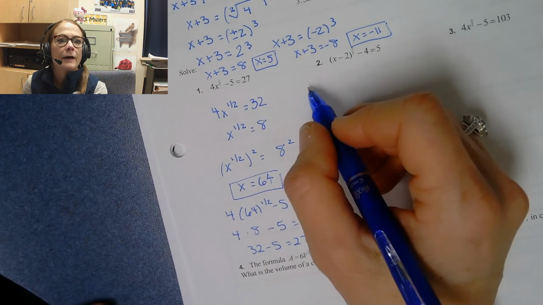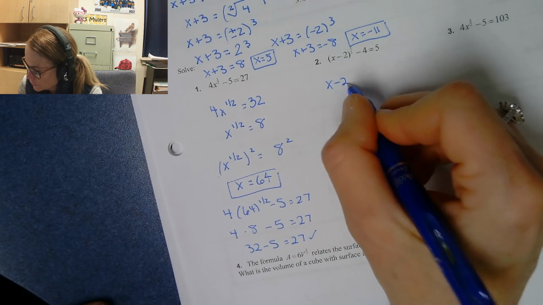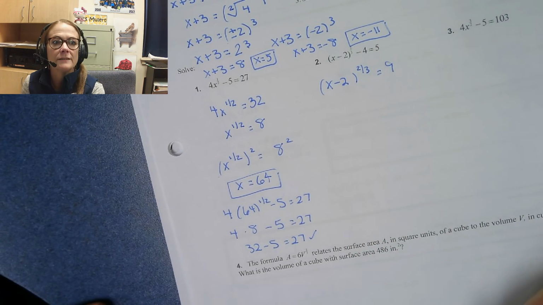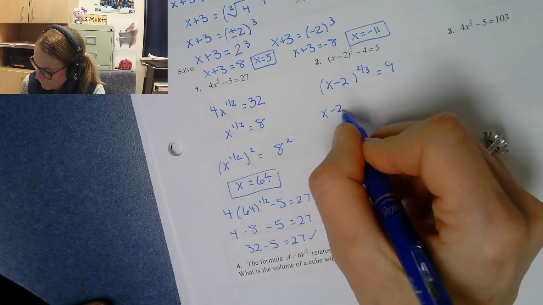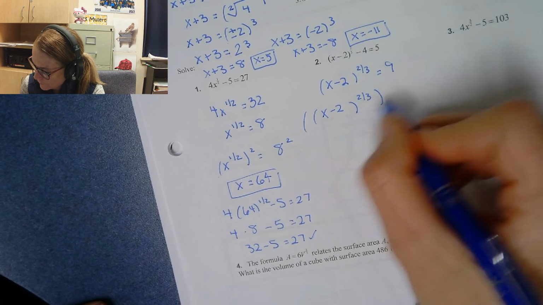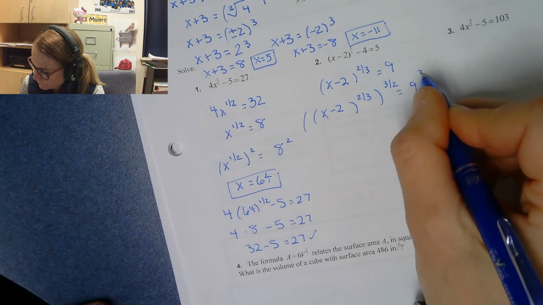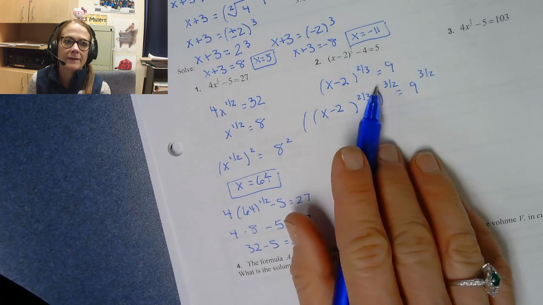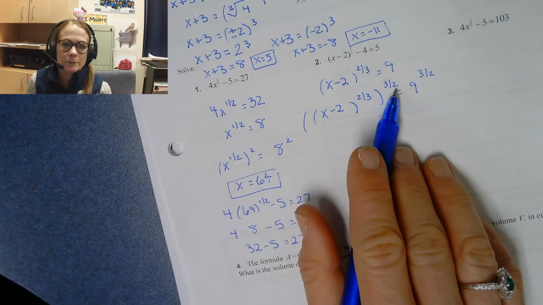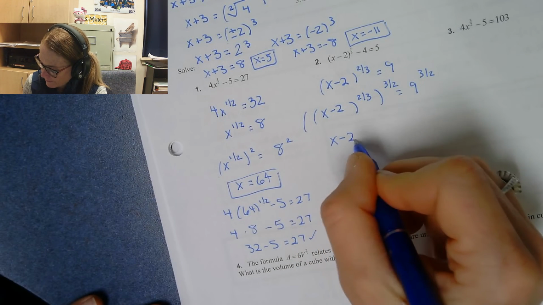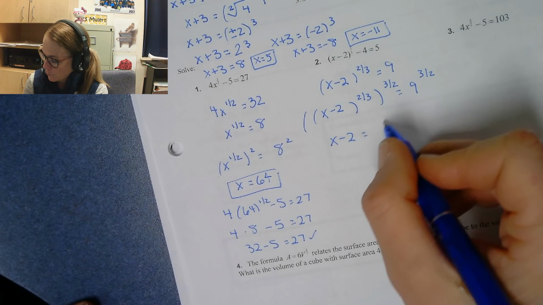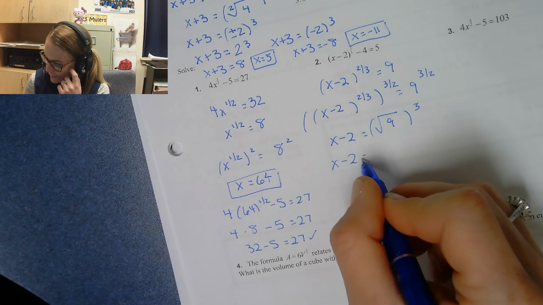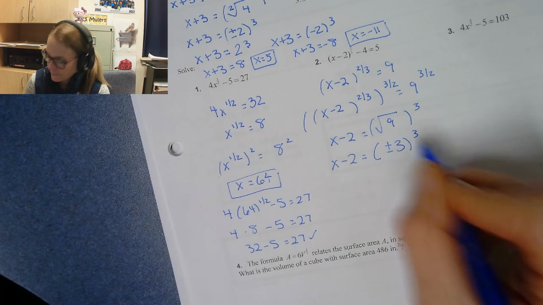All right, isolate x minus 2 to the 2 over 3. Plus 4, 9. Plus 4, 9. Okay? Raise to the 3 over 2. So I'm square rooting, so plus or minus is going to come in, and then I'm cubing. So in this situation, plus or minus has to come in. I'm going to take the square root of 9, quantity cubed. So x minus 2 is this, plus or minus, cubed.